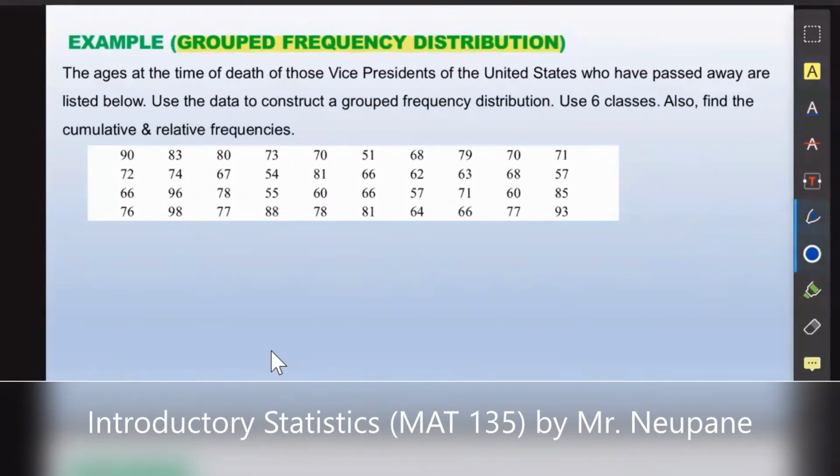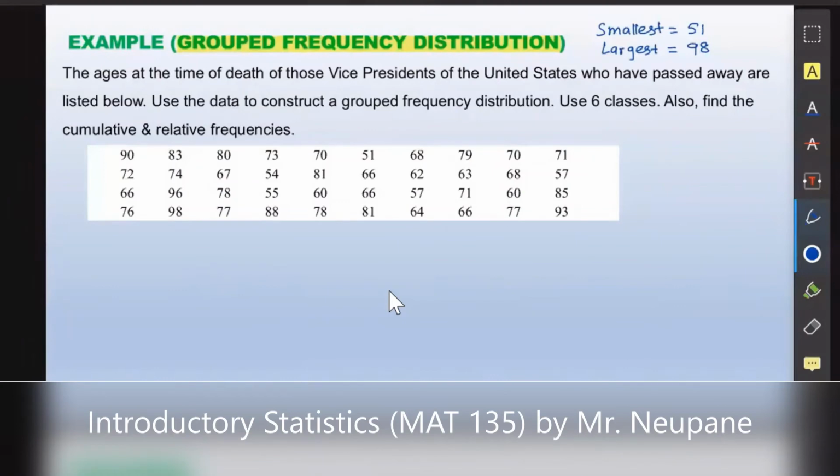51. 51 is the smallest? Okay, yes. So you found the smallest, let me write that. Smallest observation is 51. What is the largest observation? 98. So the largest observation is 98. So your data ranges from 51 up to 98.